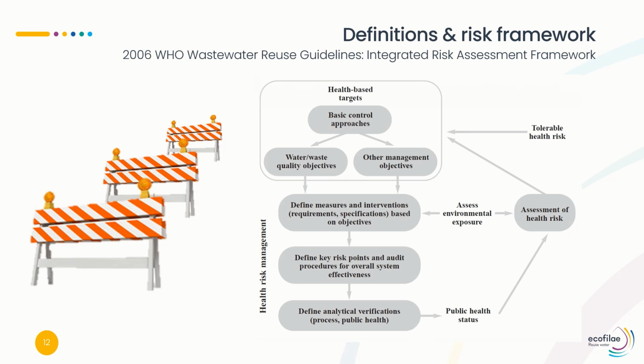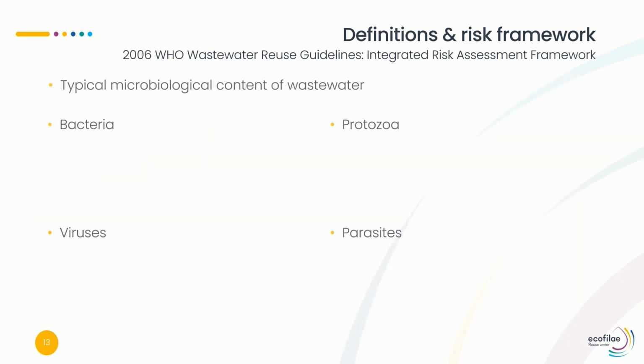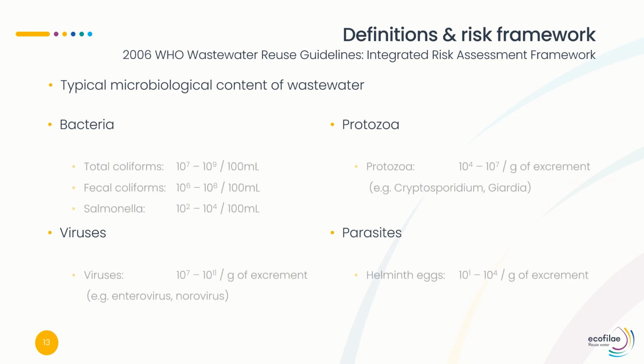The objective is to reduce the risk to an acceptable level and/or to minimize risk by optimizing the risk reduction throughout the system and by optimizing the available barriers. If we look at microbiological health risk, we can see the typical load of the 4 main types of microbes: bacteria, viruses, protozoa, and parasites.